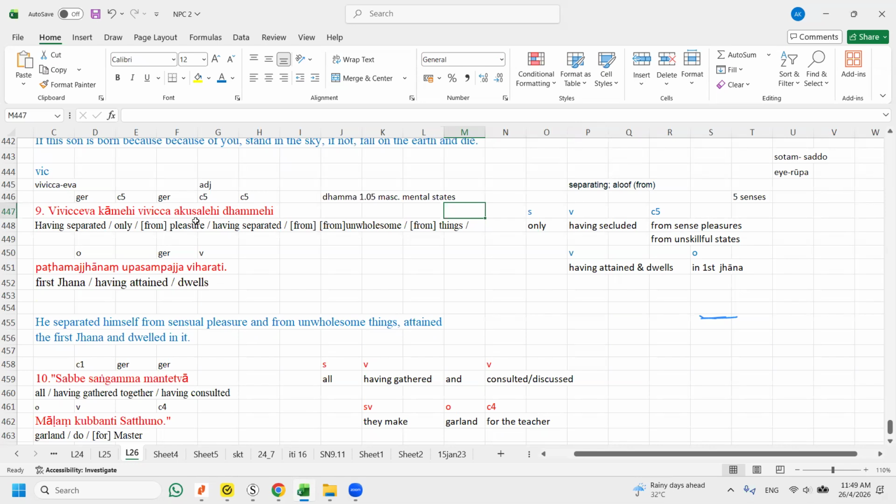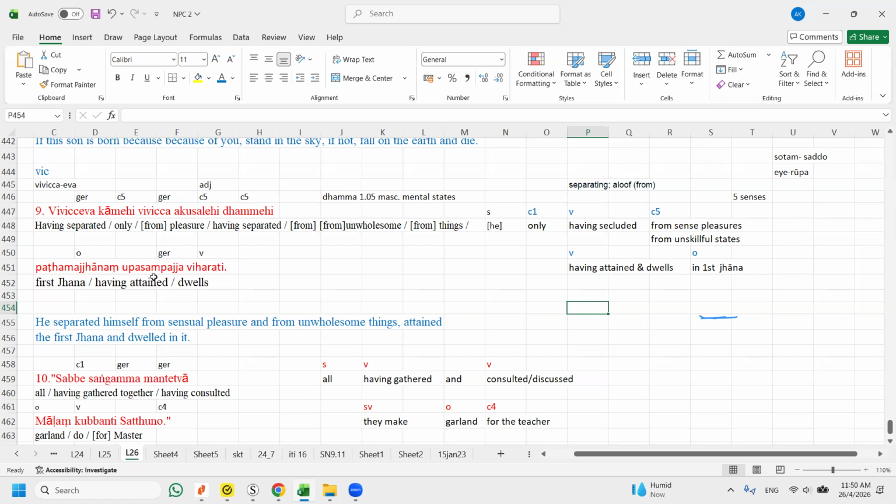Now on this part, you look at here. This becomes your subject. So this is viharati, that means subject and verb. So this one becomes he. He, having excluded from the sensual pleasure, and unskillful state of mind. Then this part follows, that means the subject is this part. Verb here, he dwells.